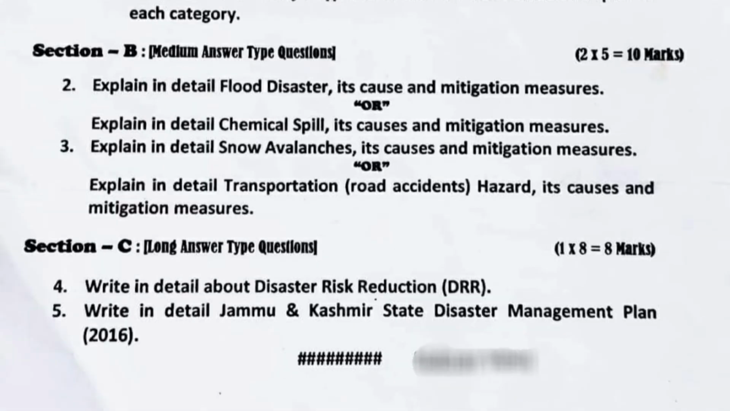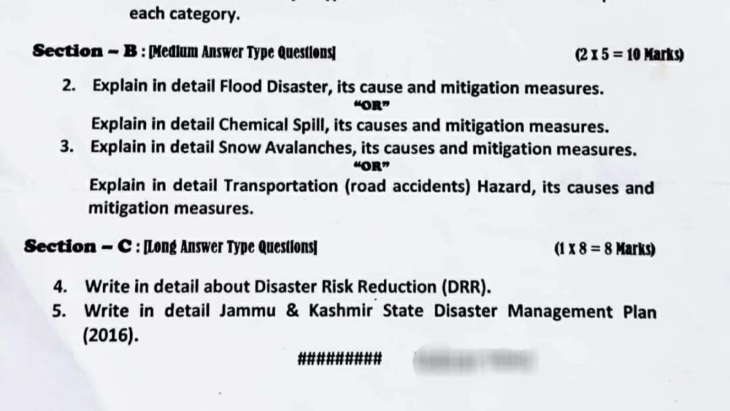Section B, medium answer type questions, 2 into 5 is equal to 10 marks. Question number 2, explain in detail flood disaster, its causes and mitigation measures. Or, explain in detail chemical spill, its causes and mitigation measures. Question number 3, explain in detail snow avalanche, its causes and mitigation measures. Or, explain in detail transportation, road accidents, hazard, its causes and mitigation measures.